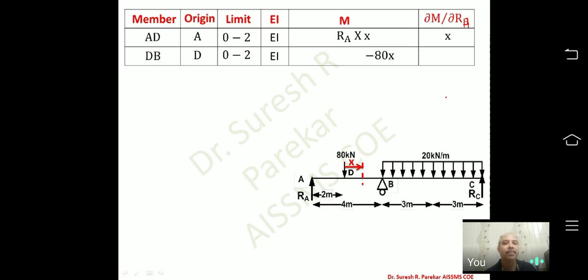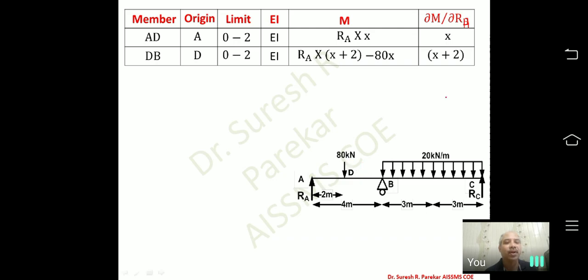So RA into X plus 2 we have, and due to 80 we have minus 80 into X. And then if we take derivative with respect to RA, we will get value as X plus 2. So this will be second. You can see your rows increase when regions increase, and that will take more time when you go for the integration part.